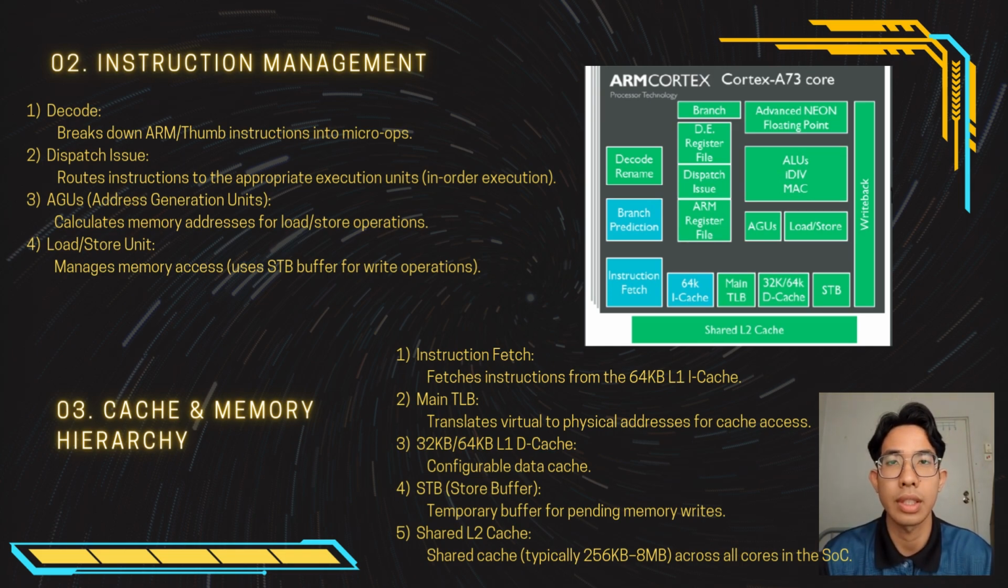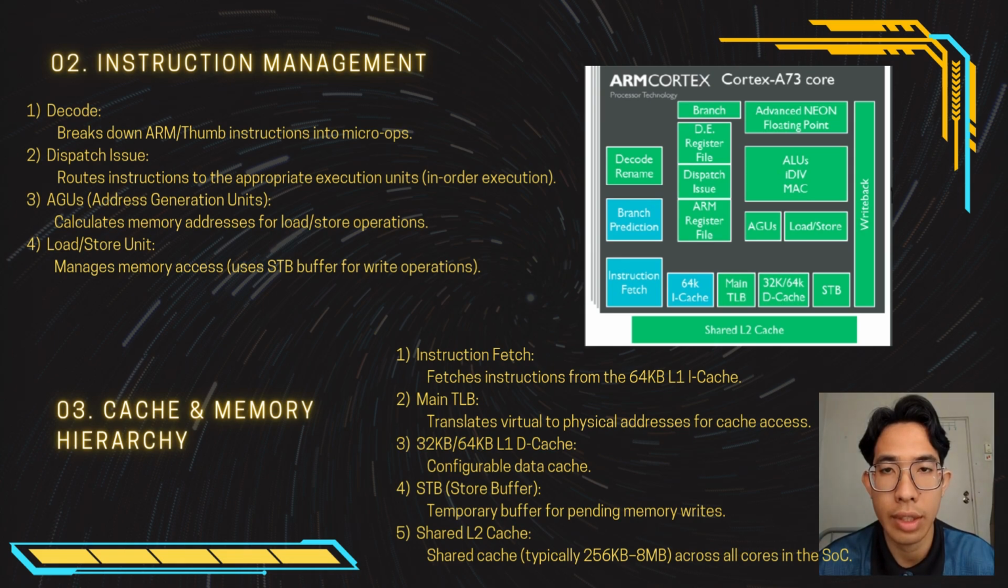Instruction management. First, decode: breaks down ARM and Thumb instructions into micro-ops, like breaking a recipe into steps. Second, dispatch and issue: routes instructions to the appropriate execution unit for execution, assigning a task to the right unit, like a project manager. Third, AGUs, address generation units, help calculate memory addresses for load and store operations. Fourth, the load/store unit manages memory access and uses a store buffer for write operations, managing data traffic using a smart buffer system.